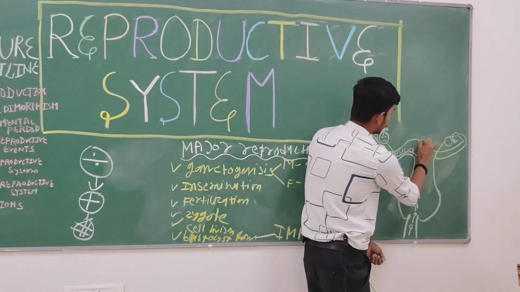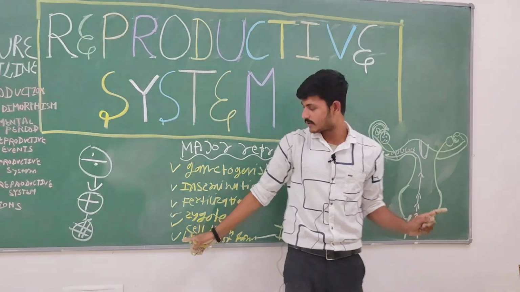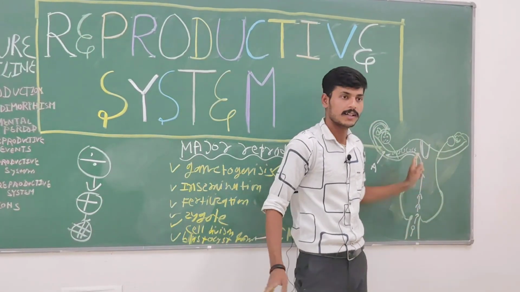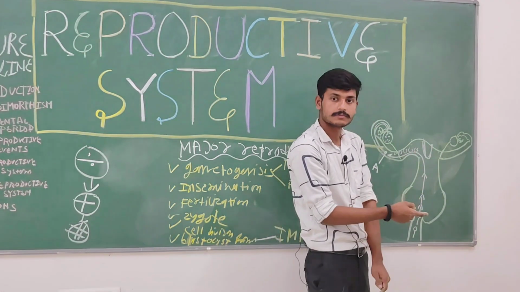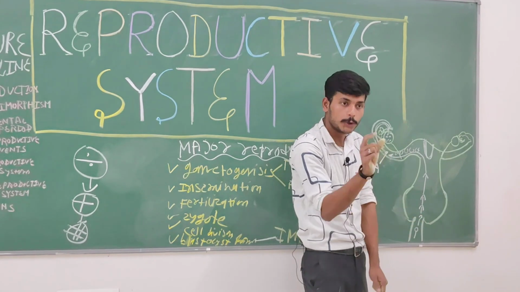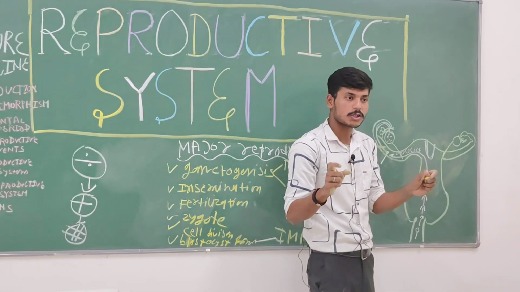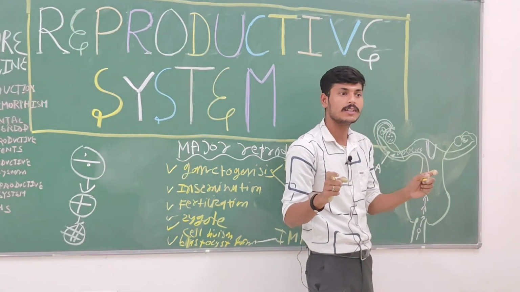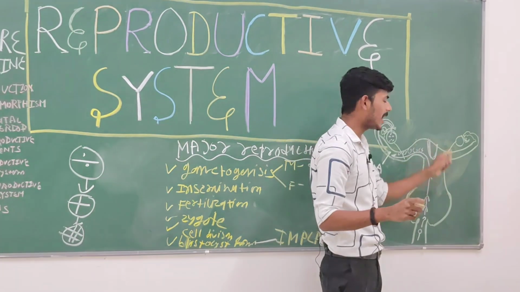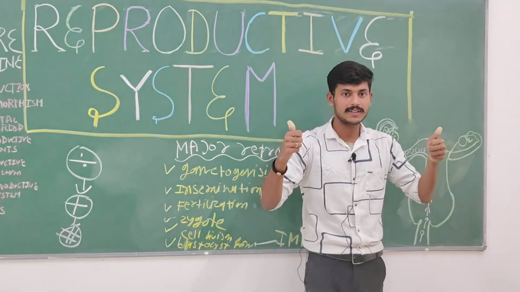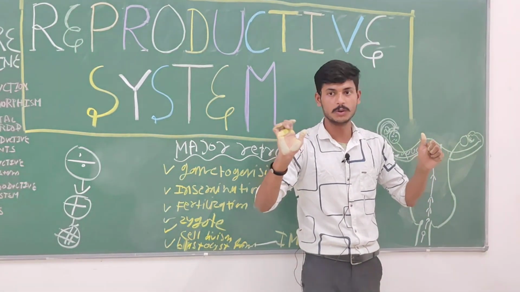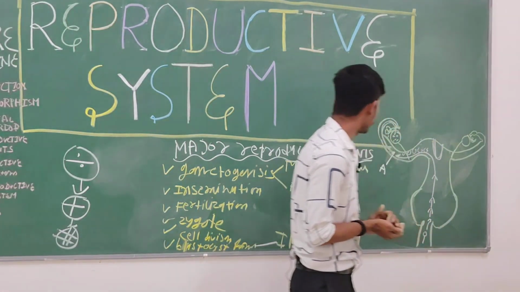The implantation is in which stage? The blastocyst stage. The first lining of the uterus is called the endometrium. Then one muscular, involuntary smooth muscle layer is called the myometrium. And the outer layer of the uterus is called the perimetrium. Clear? Any problem? No? Very good. Let's move ahead.